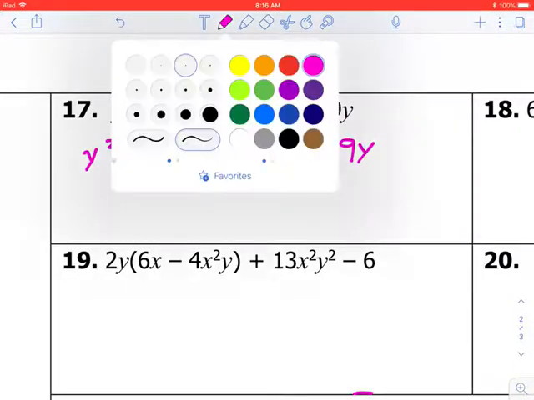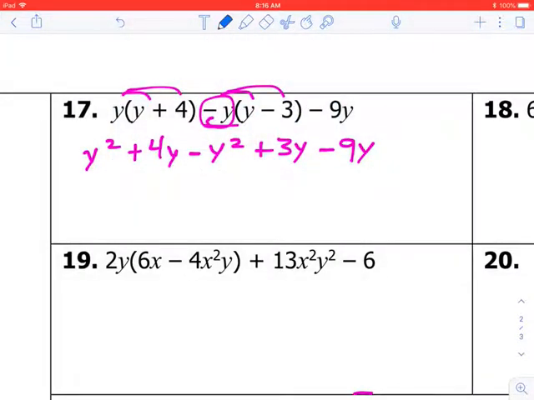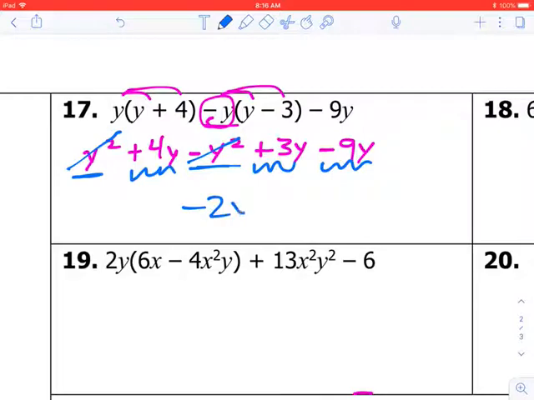So now we look for like terms. Look for your highest exponent first. So I've got y squared here and here. Those actually cancel, so I'm not going to write anything down there. Then I combine these together. All three of these are like terms. So 4 plus 3 is 7. And then what's 7 minus 9? Negative 2y. And there's nothing else left.